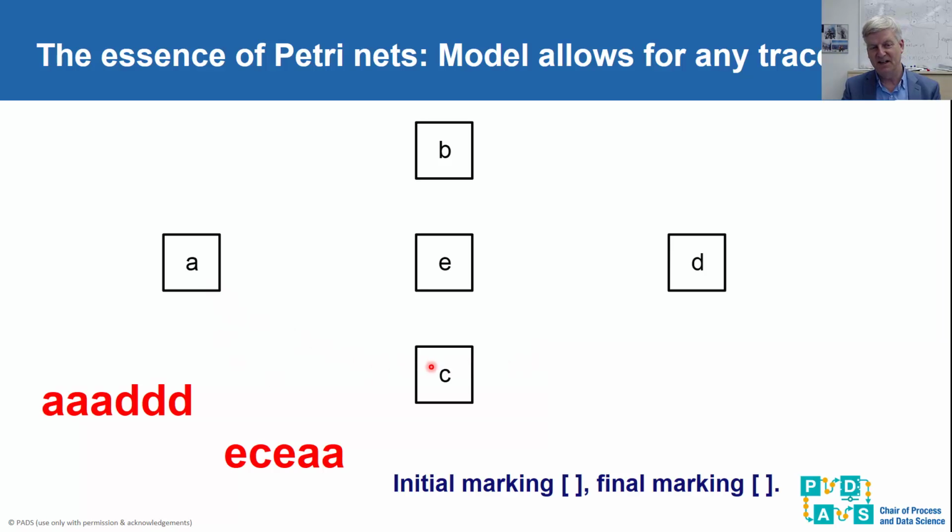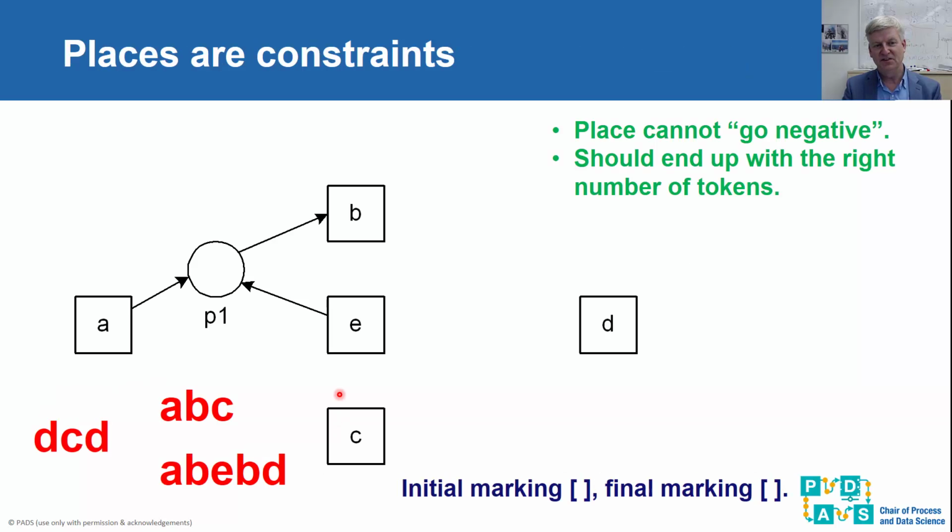And this model allows for any behavior involving any combination of the 5 activities that you see here. So we can have E, C, E, A, A. So this is any behavior, and whenever we add a place, then we are adding a constraint.